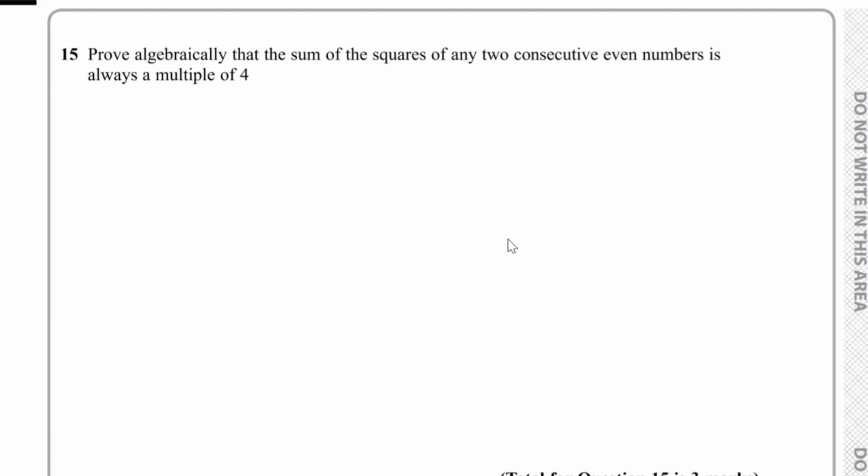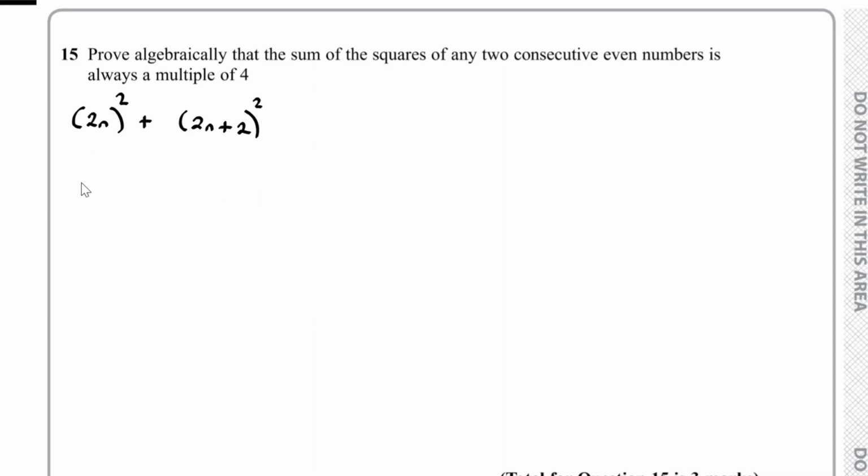Question 15. We have to prove algebraically that the sum of the squares of any two consecutive even numbers is always a multiple of 4. So if we've got an even number, that's going to be in the form 2n. The next even number after it is going to be 2n plus 2. And we're looking at the sum of the squares, so we need to square these and then add them together.